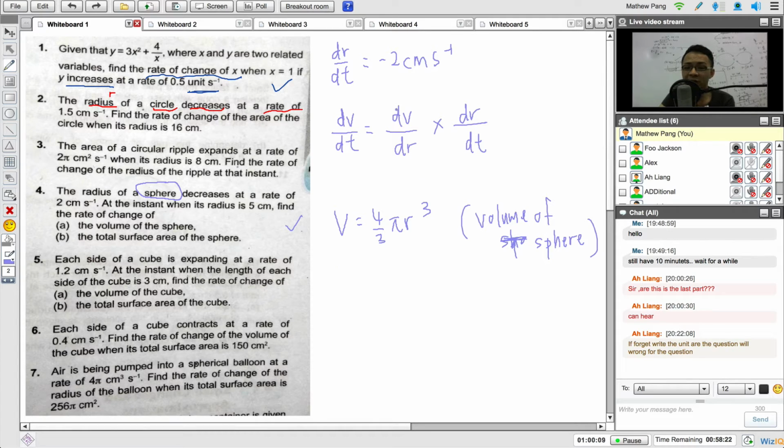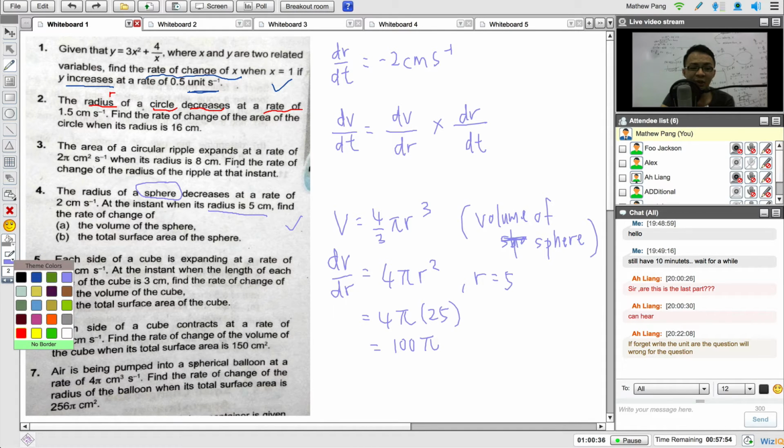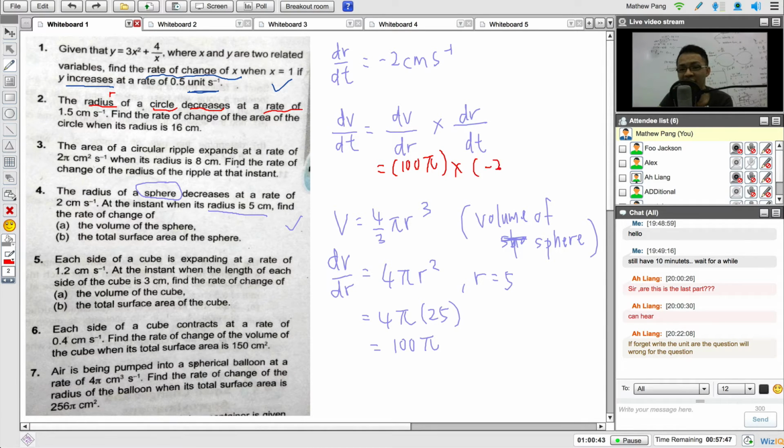In order to get dV dr, I differentiate volume with respect to the radius. I move the 3 in front, and I will get 4 pi r squared. Then the radius is 5 centimeters, so r is 5. I substitute in, this is 4 pi multiplied by 25 because it's 5 squared, so it's 100 pi. This one equals 100 pi and this one equals negative 2, so basically I will have negative 200 pi. This is volume and the radius is in cm, so the unit is cm cubed per second. Done. This is for part A.